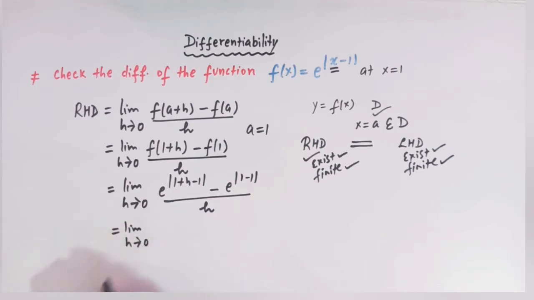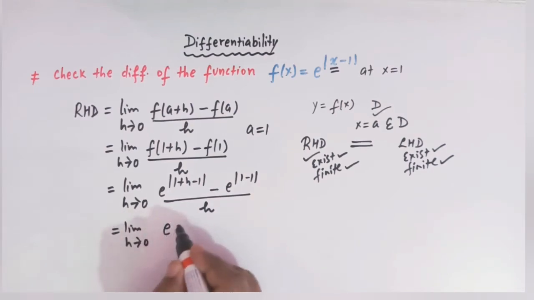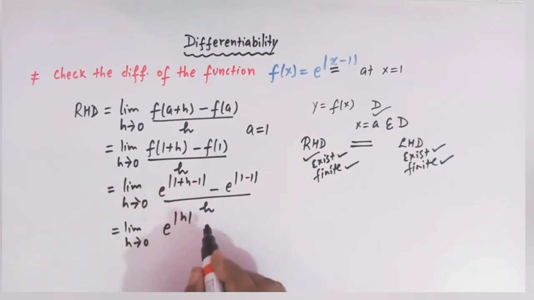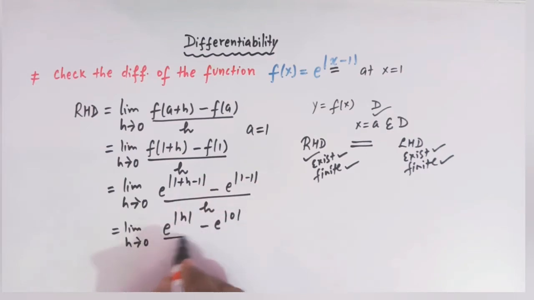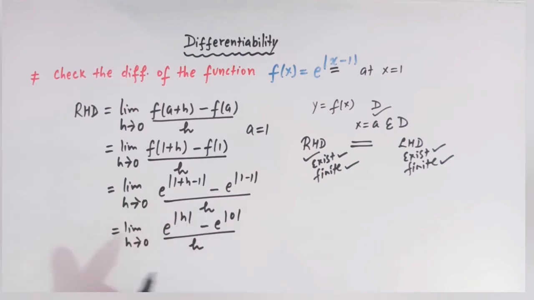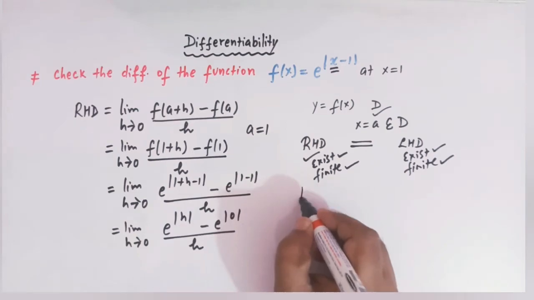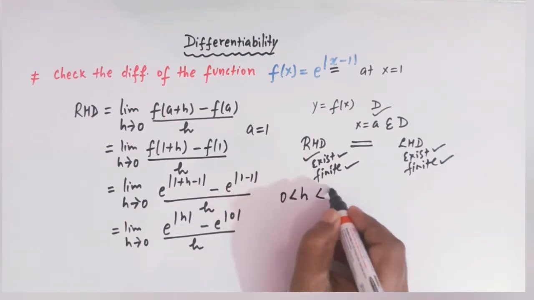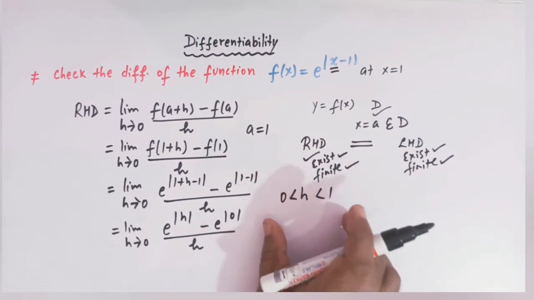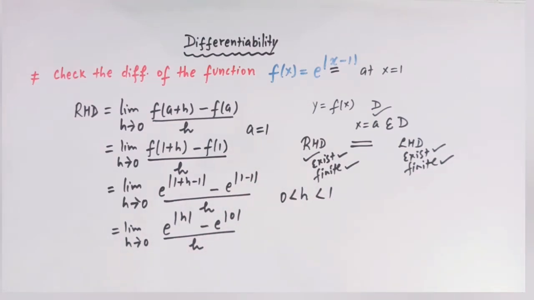Now we can simplify it. This is limit h tends to 0, and this is e raised to mod of h, 1 and 1 get cancelled, and here we have e raised to mod of 0 divided by h. Now we have to evaluate this limit. See this quantity h, it lies between 0 and 1, and h is a positive quantity, but it is a very small quantity.